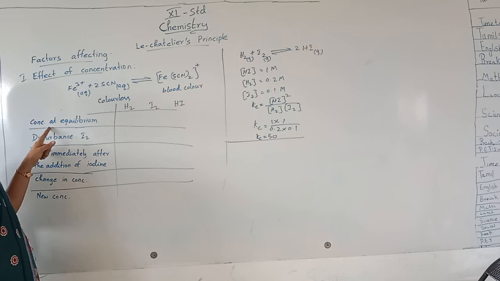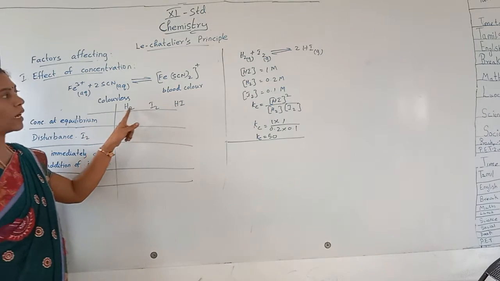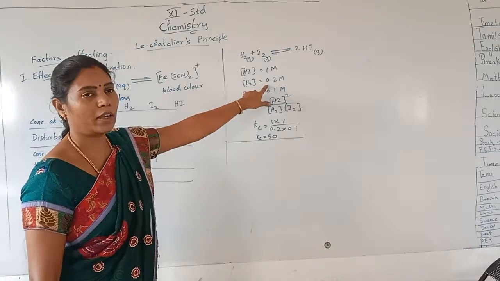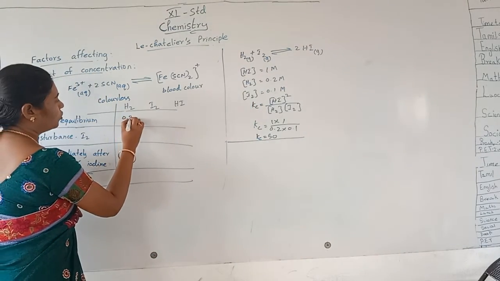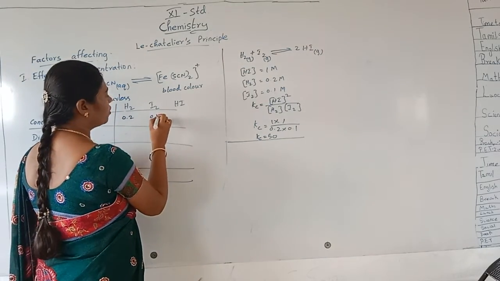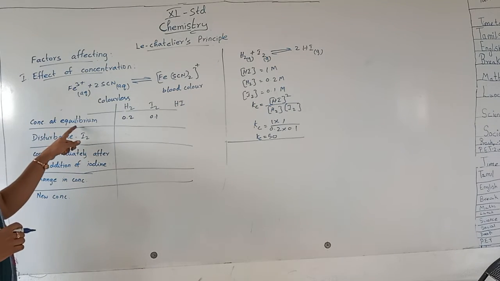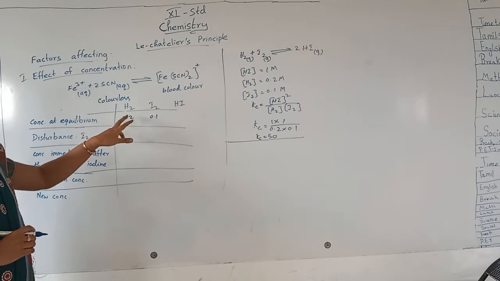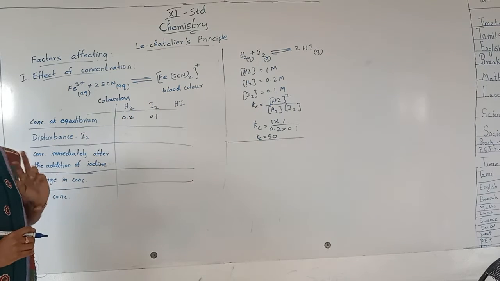So in this reaction, the concentration at equilibrium, what is the H2 value? The H2 value is 0.2. Then the I2 value is 0.1. Okay. So in the concentration at equilibrium, the reactant H2 value is 0.2 and the I2 value is 0.1.